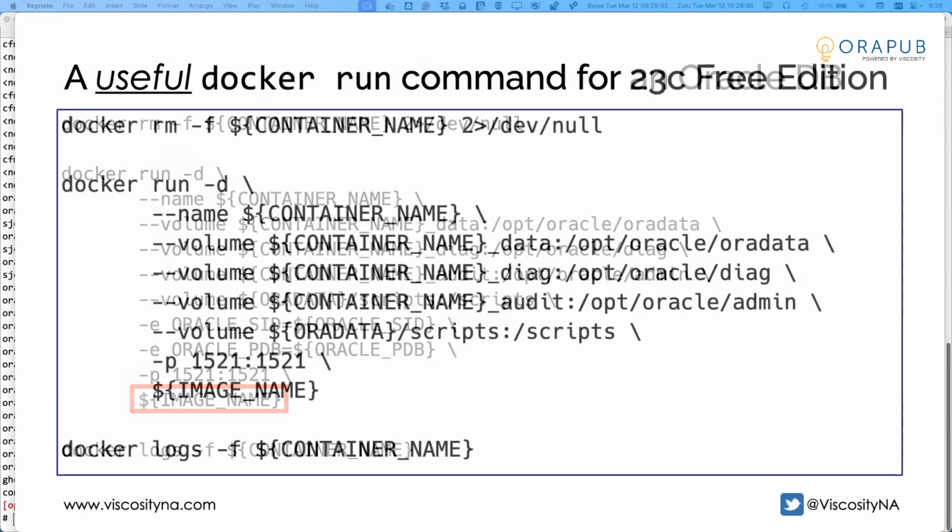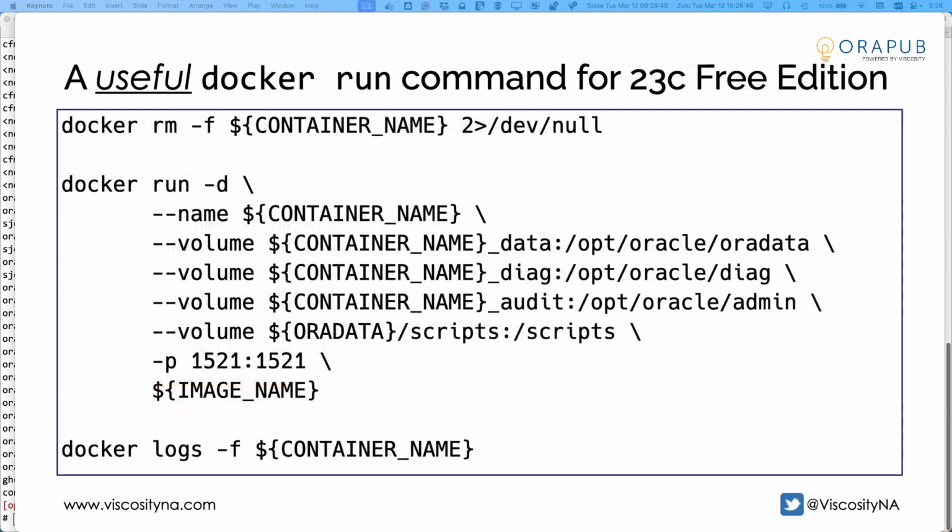And then I've got my Docker logs command so I can see the output. This is the command for running 23C. The only thing that's different here is that I don't have the Oracle SID and Oracle pluggable database name because they're set in the container itself.